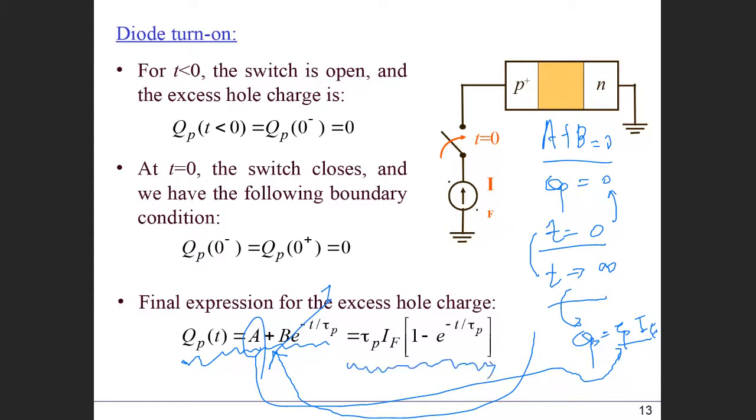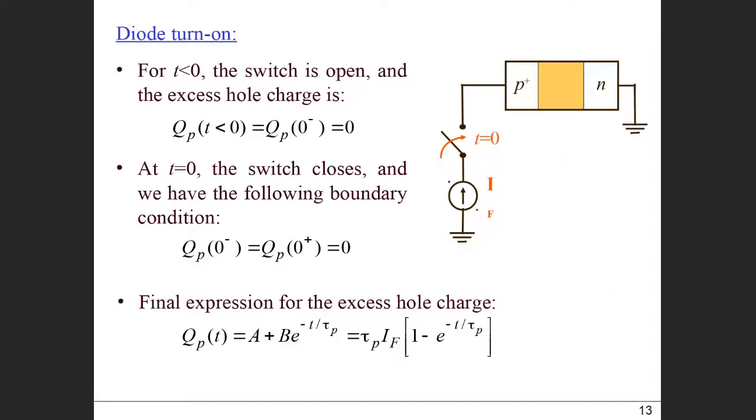Okay. Let's check that this solution is correct. So let's apply t equals 0. When t equals 0, this term is 1. So as we discussed, QP is going to be 0. Okay? So that is correct. And then t goes to infinite. Now this term is 0. So tau P IF is going to be this QP. So that's correct. So this solution is going to be the correct solution.